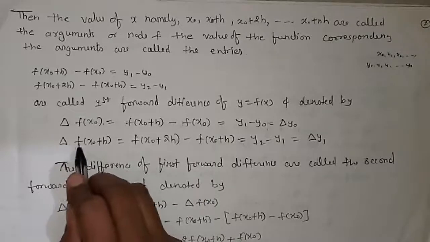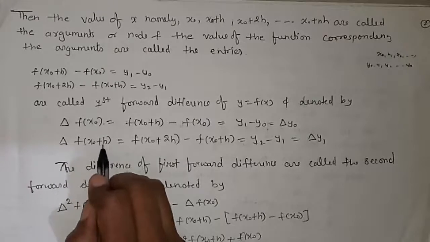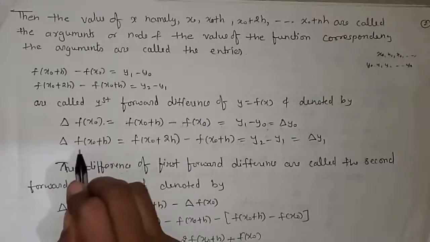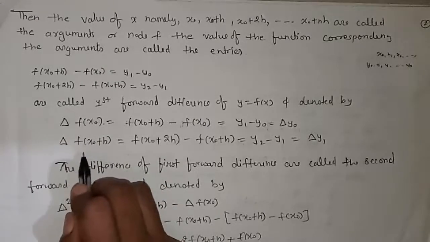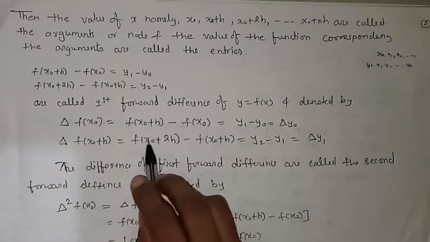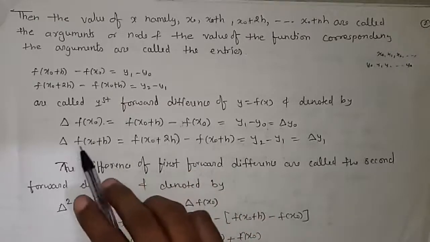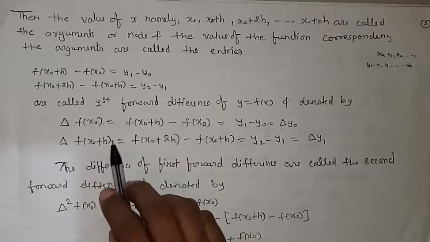Similarly, if I have to find the forward difference for f of x naught plus h, I have to see which is the next value. So obviously f of x naught plus 2h is my next value. So I will find f of x naught plus 2h minus f of x naught plus h, which is my first forward difference for f of x naught plus h.